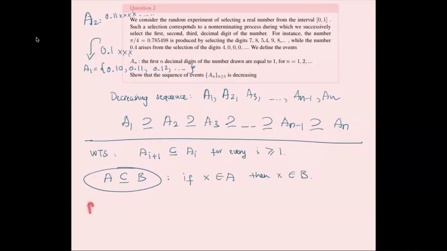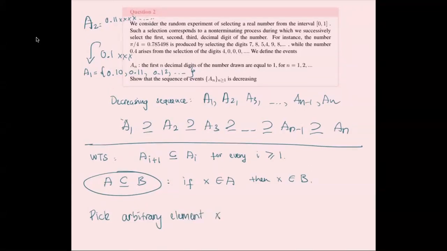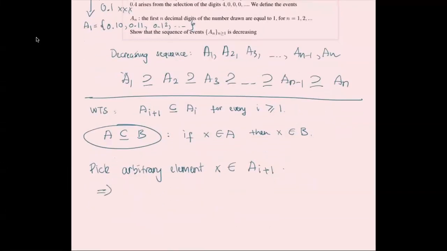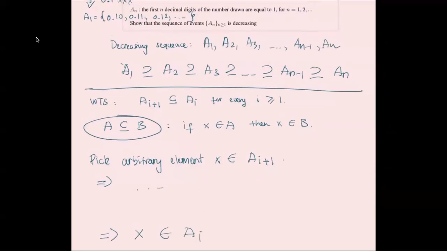Okay, let's start by picking an arbitrary element. I will call that element x, and x is an element of Ai plus 1. So I will pick an arbitrary element from the set Ai plus 1. And then after some arguments, I don't know what that is yet, but my conclusion, I want to reach, is x is also in Ai. Okay, that is my goal.